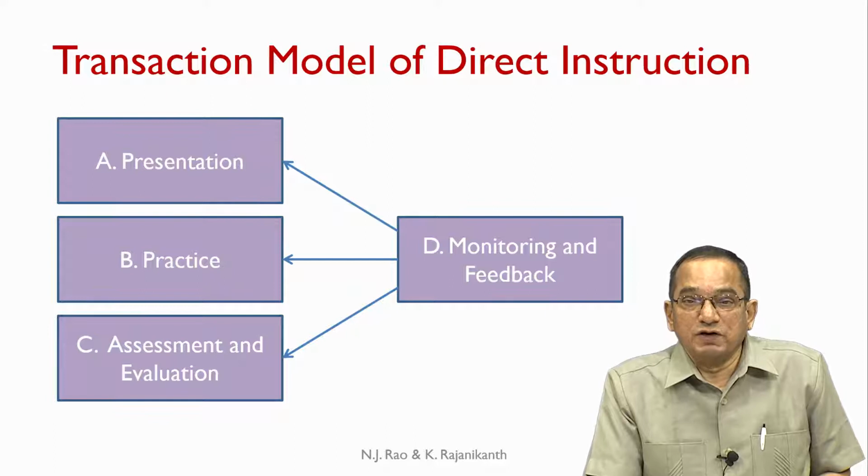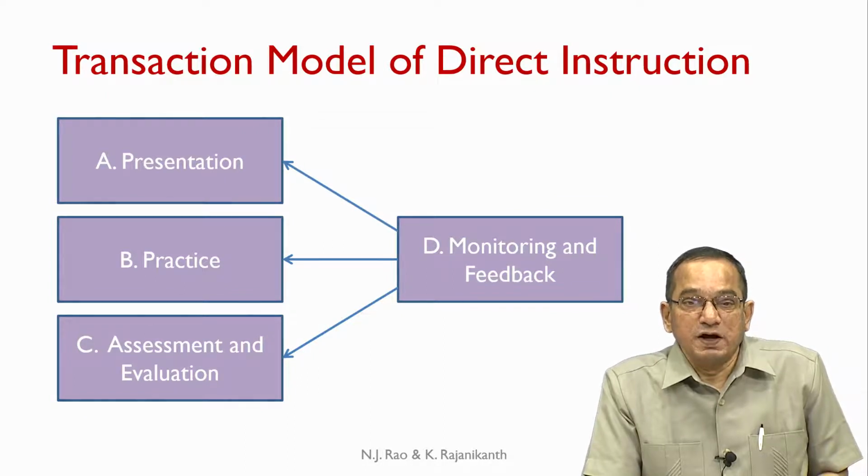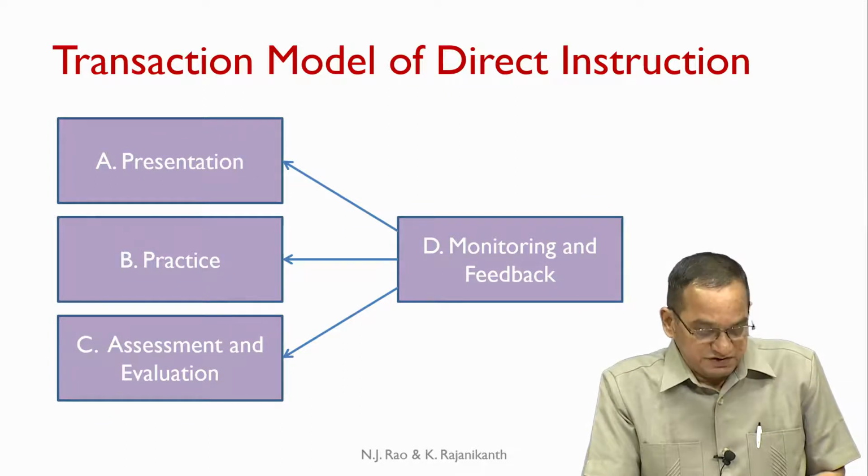This block diagram outlines the key features of the transaction model of direct instruction. There are 4 basic phases to the transaction model: presentation phase, practice phase, assessment and evaluation, and there is a phase monitoring and feedback which occurs throughout the instruction. That is why the arrows from phase D are to all the 3 other phases.